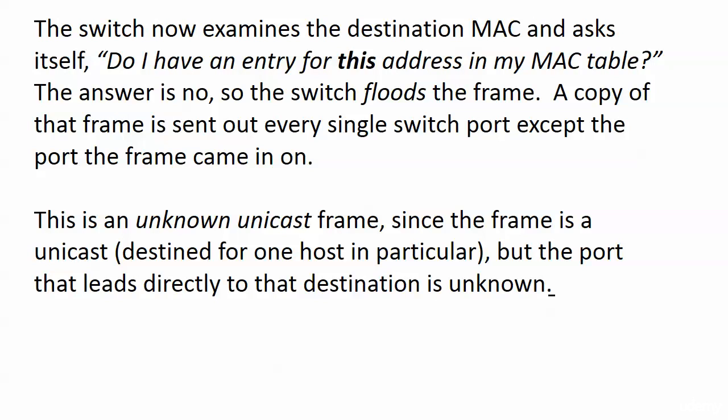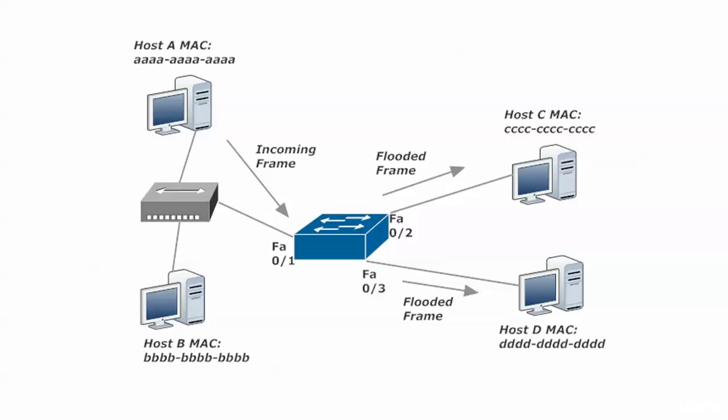A copy of that frame is going to be sent out every single switch port except the port the frame came in on. And this is not an unusual case. It happens a lot when you first power on a switch or you first add a host to the network. This is an unknown unicast frame. That's kind of an odd name, because my first thought when I saw it was, well, if it's unicast, if it's just going to one place, how can that place be unknown? Well, the frame is a unicast. It's destined for one host in particular. We know that's host C, but the port that leads directly to that destination is unknown by the switch.